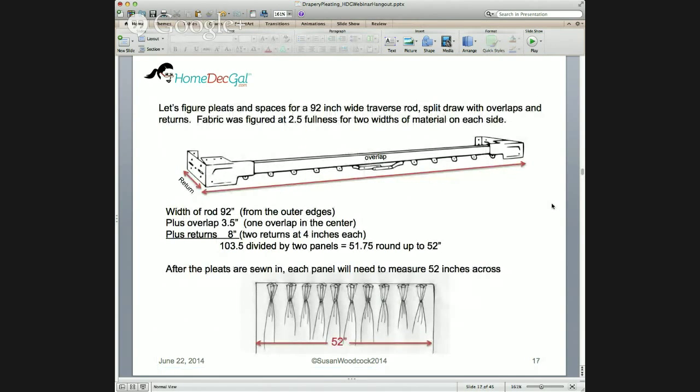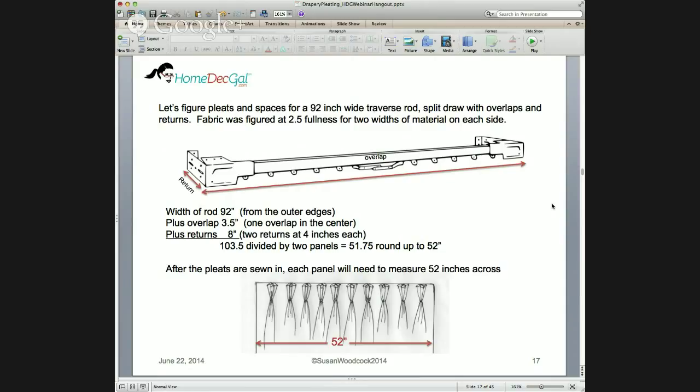So let's get a little more complicated. Now that you've got it, you're sitting back, you feel confident. This is way too easy. I thought drapery pleating was hard. Well, let's look at one that's a little more challenging. Let's figure pleats and spaces for a 92-inch wide traverse rod, split draw with overlaps and returns.